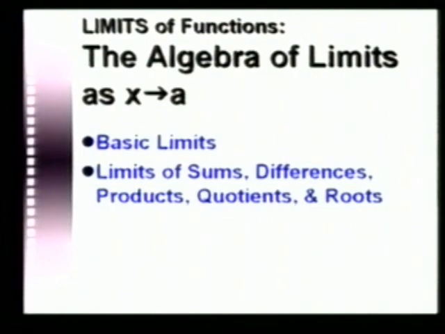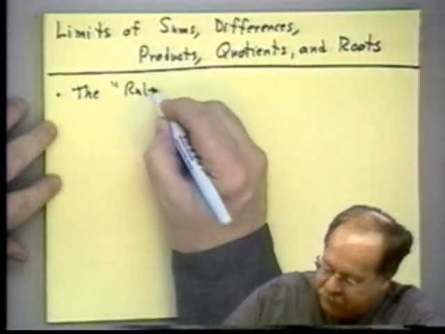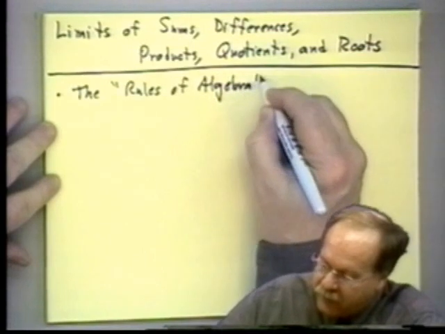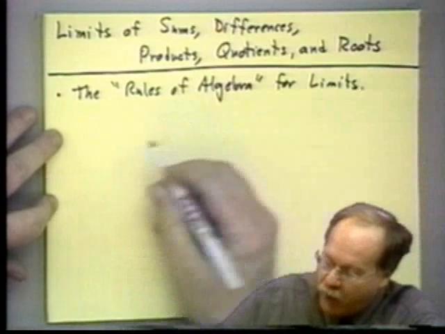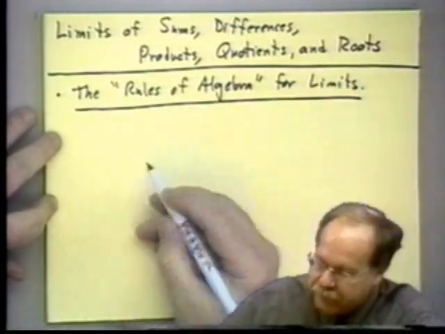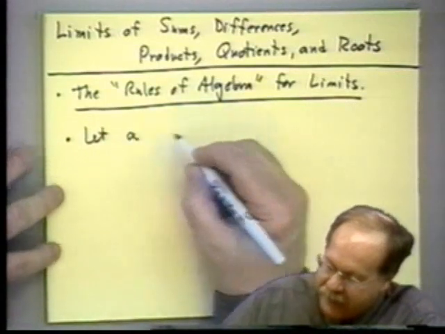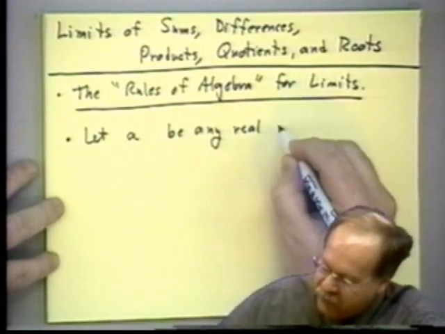So we will start by saying that the rules of algebra for limits are what we are about to discuss. Now, to do that, I'm going to say let's let A be any real number. So every time you see an A, it'll be just a real number.